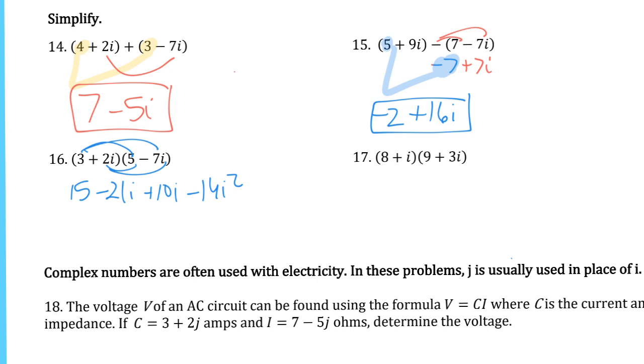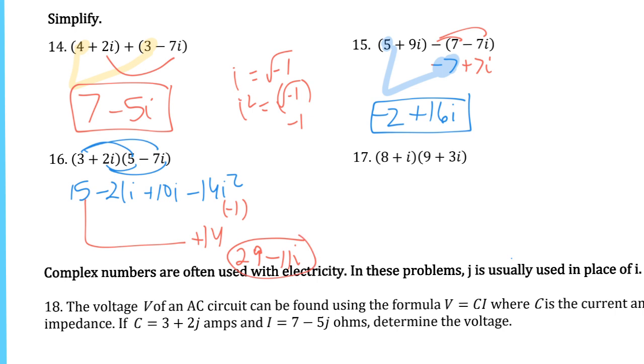And so remember, if i equals the square root of negative 1, well, then i squared is equal to that squared, which means it's just negative 1. And so negative 14i squared means negative 14 times i squared. So that's going to be positive 14. And then put the real numbers together and you're going to get 29. Put the imaginary numbers together and you're going to get minus 11i. So that will be our complex answer to this problem.